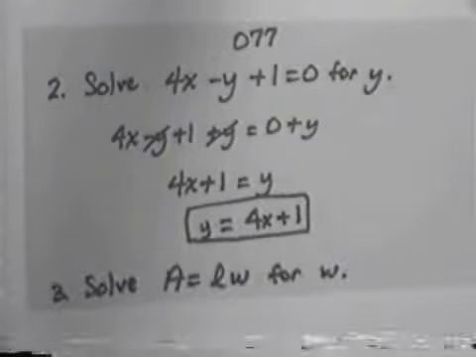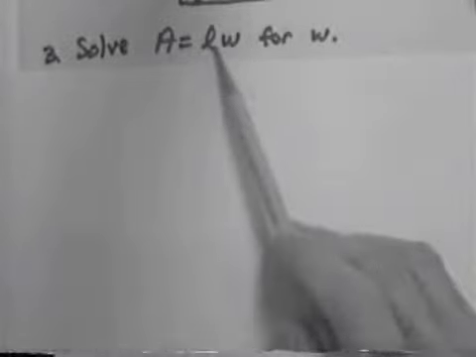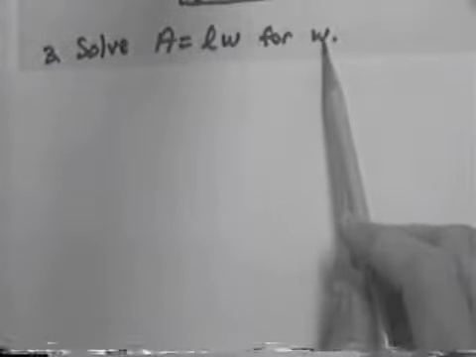For our third example, let's take a formula. This formula you may recognize as a formula for the area of a rectangle. Area is equal to length times width. We don't need to know where the formula came from or what it's all about to be able to do what we're asked to do, which is to solve for w. So we take A is equal to LW and solve for w.